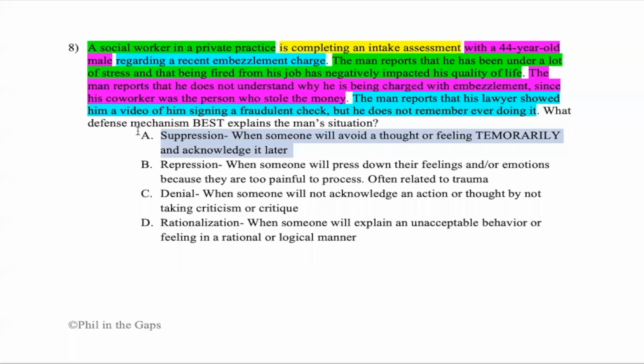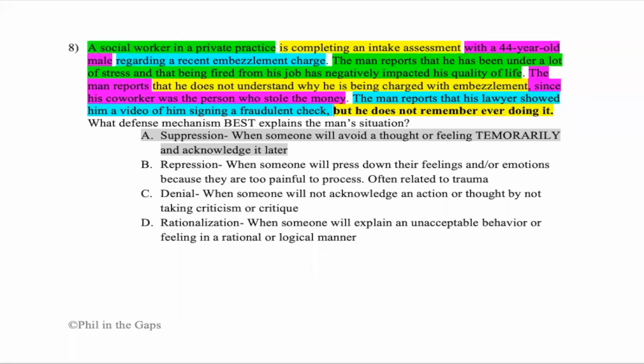So right off the bat, we're going to rule out A. Why? Because suppression is where somebody will temporarily and consciously avoid thinking about something, yet acknowledge it later. Our client has stated he has no clue. He doesn't understand why he's being charged, and that he does not ever remember signing a fraudulent check. So A would be within his control of, I'm going to suppress this temporarily, and then I'm going to acknowledge it later. However, he's saying, I have no clue what's going on or what anyone is saying in any way, shape, or form.